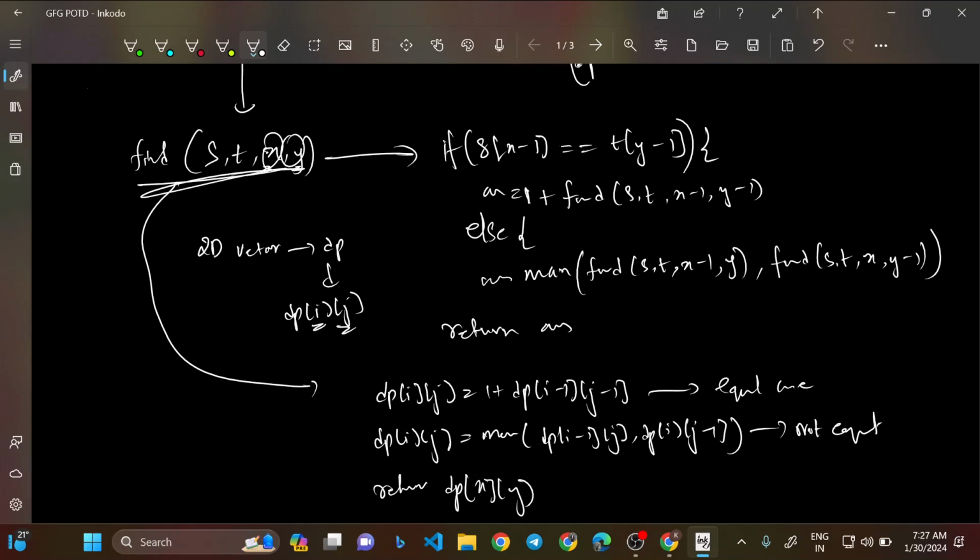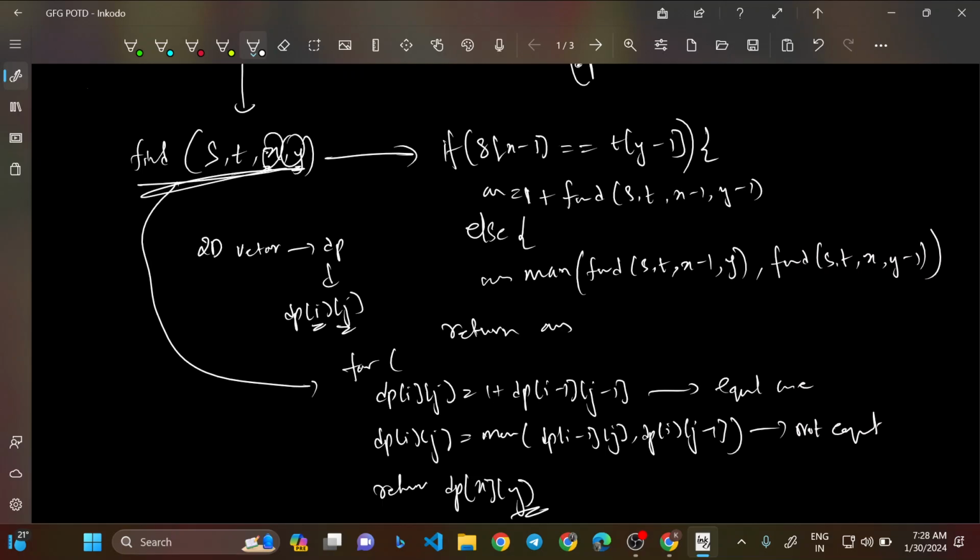So what do we mean by the dp state? Dp of xy gives us the length of the longest common subsequence between the string s and t. So finally we'll be returning this answer. I hope I'm getting it. So here also, this will be put as a for loop, like the bottom up approach that I'm talking about.